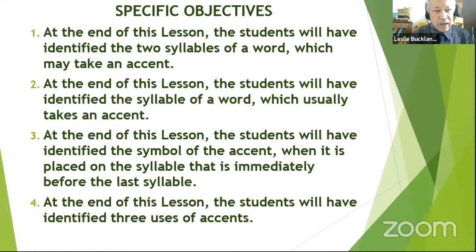Specific objectives. One, at the end of this lesson, the students will have identified the two syllables of a word which may take an accent. Two, the students will have identified the syllable of a word which usually takes an accent. Three, the students will have identified the symbol of the accent when it is placed on the syllable that is immediately before the last syllable. Four, the students will have identified three uses of accents.